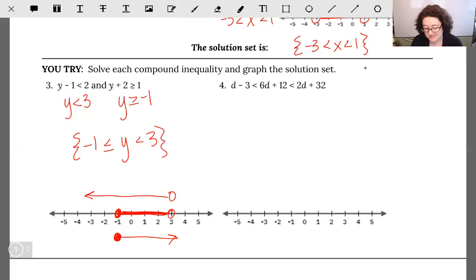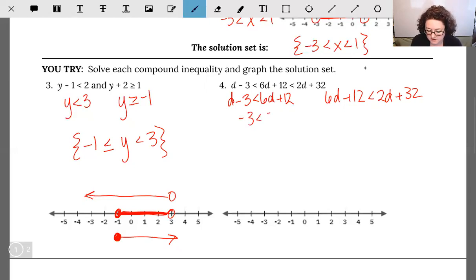Okay, number 4 didn't have the two pieces, so I have to write my two separate inequalities. One's going to be d minus 3 is less than 6d plus 12. The other is 6d plus 12 is less than 2d plus 32. Then we go through and solve each one, combine your like terms. I'm going to subtract d from both sides on the left. So it gives me 5d plus 12. Then I'm going to subtract 12 from both sides, so -15 is less than 5d.